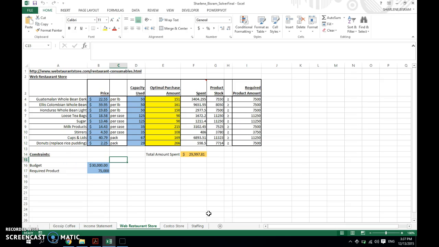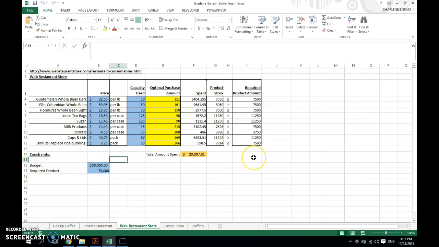So Web Restaurant Store is a company that is used by businesses to purchase products in bulk. I used their website to get data on how much it would cost Gossip Coffee to use this supplier versus what they currently use. My constraints in the solver problem were my budget, which was $30,000, and my required product amount, which was 75,000 units. There are many different types of products used at the shop. Therefore, different product amounts are needed in column I.